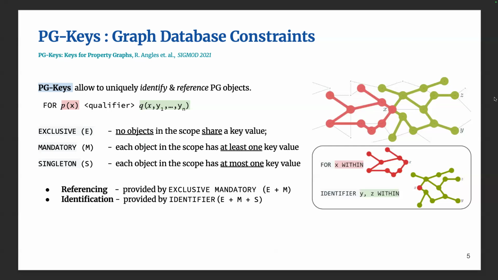And then we have three types of qualifiers. Exclusive says that no two objects in scope share a key value. Mandatory says that each object in scope has at least one value. Singleton, at most one value. So we also have combinations of these qualifiers. Exclusive mandatory provides referencing, and if all three are satisfied, we have identifier.